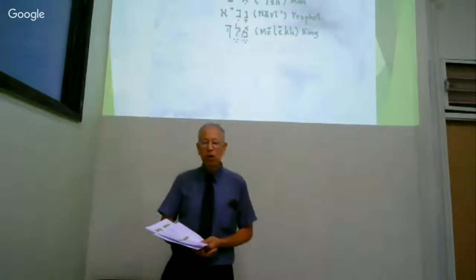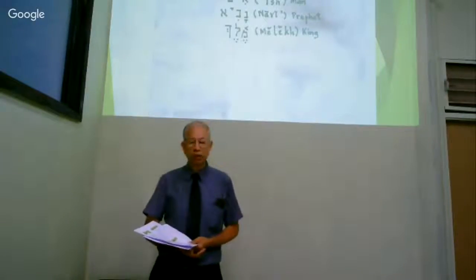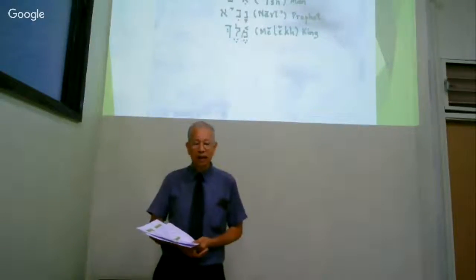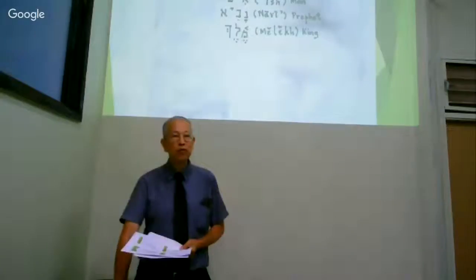Zeus means what? Horse. Ish means what? Man. Navi means what? Prophet. Melech means what? King. Okay, so there is no special ending for any of these nouns.